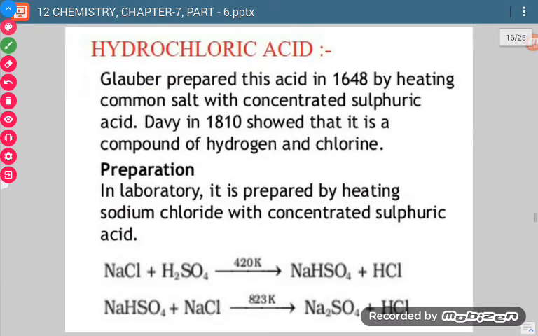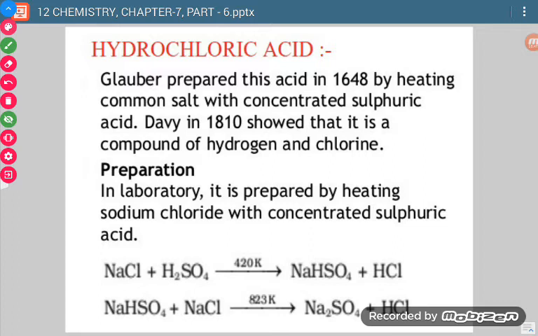Now let us discuss the second important compound. It is hydrochloric acid. Glauber prepared this acid in 1648 by heating common salt with concentrated sulfuric acid. Davy in 1810 showed that it is a compound of hydrogen and chlorine.